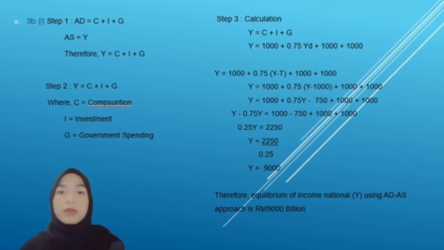Next step is Y equals C plus I plus G, where C stands for consumption, I stands for investment, and G stands for government spending. Lastly, step 3 is we need to calculate the amount of C, I, and G. So the equilibrium of national income using the AD equal AS approach is 9,000 billion ringgit.